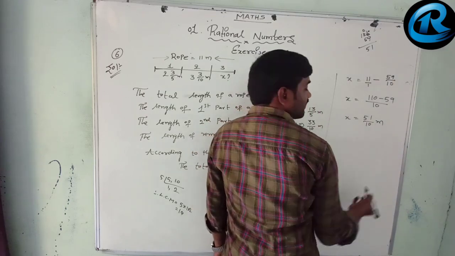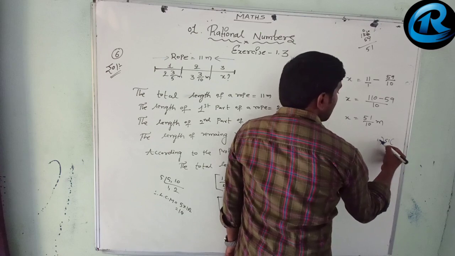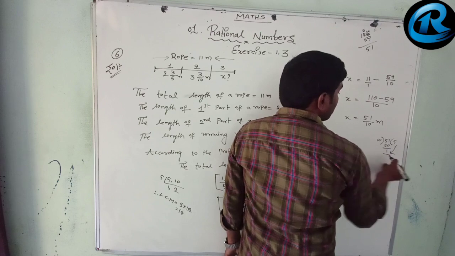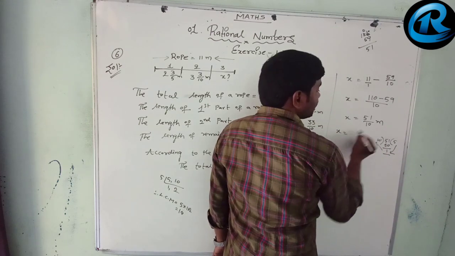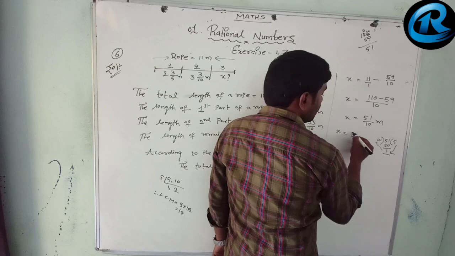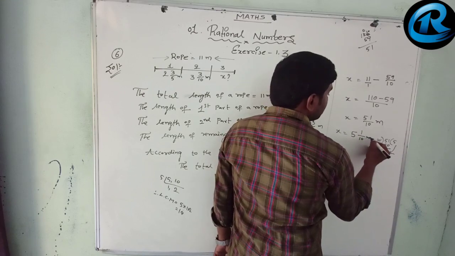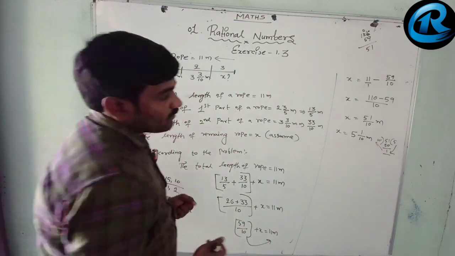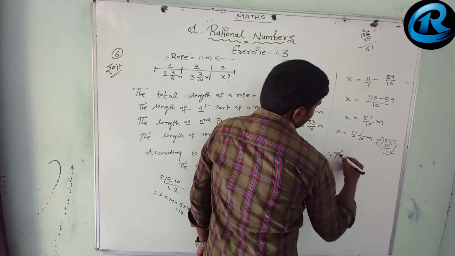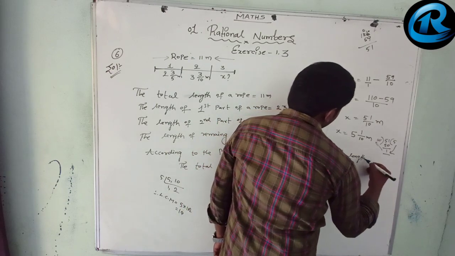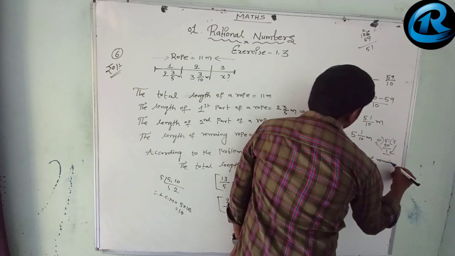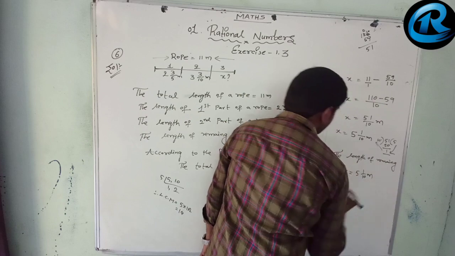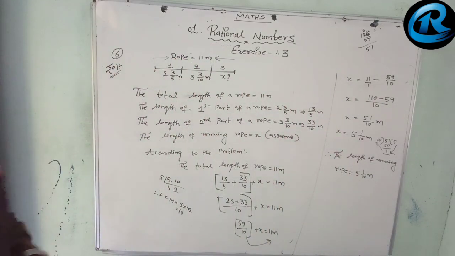So it is an improper fraction. Always you have to show that answer as a mixed fraction. 10 5s are 50 and 1 is left. Now you have to write this. See, how can we write this 51 by 10 in this form? 5 whole 1 by 10 meters. The length of the remaining rope is 5 whole 1 by 10 meters. Therefore, the length of the remaining rope is equal to 5 whole 1 by 10 meters.